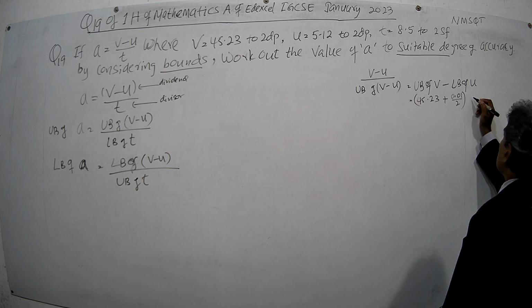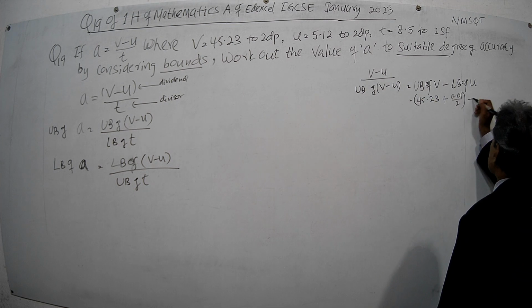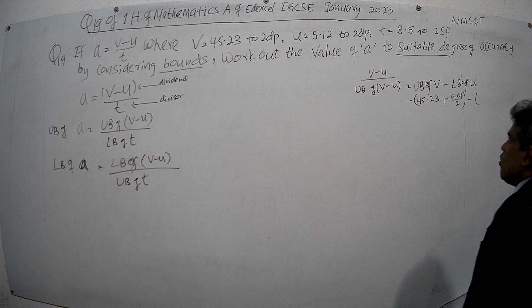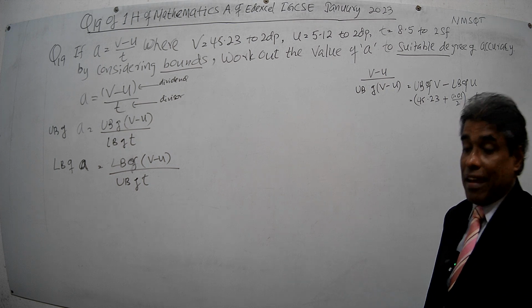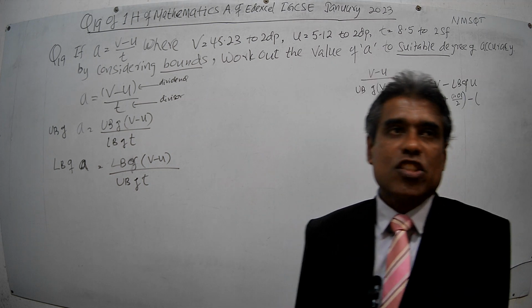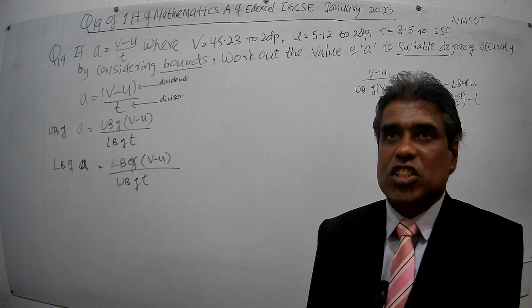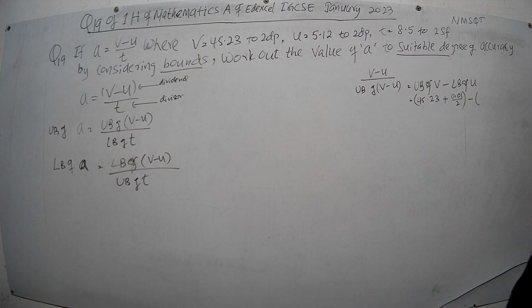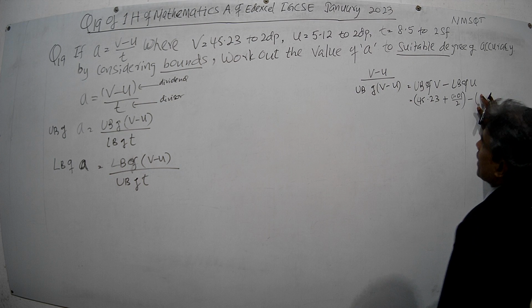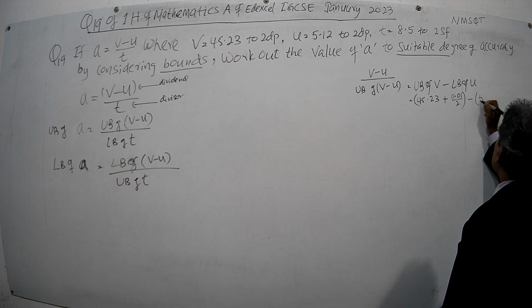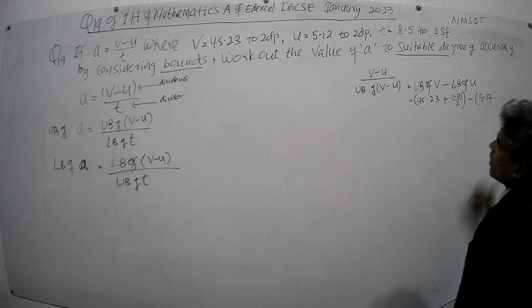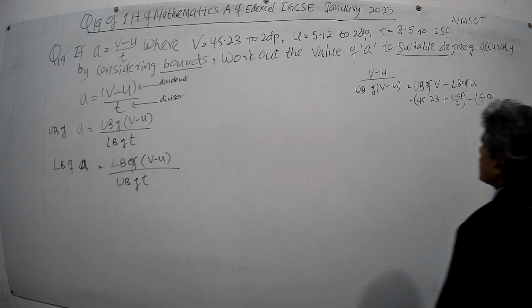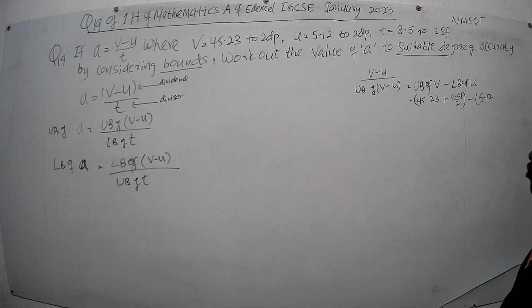Then lower bound of u. How do you find the lower bound of u? Lower bound of u is the lower bound of a single corrected value. Therefore, the formula is lower bound equals corrected value minus degree of accuracy over 2. Then here, the corrected value of u is 5.12. And it has been written correct to 2 decimal places.